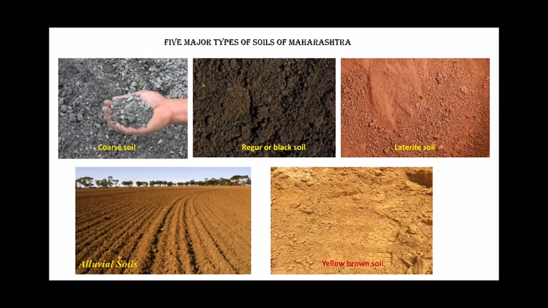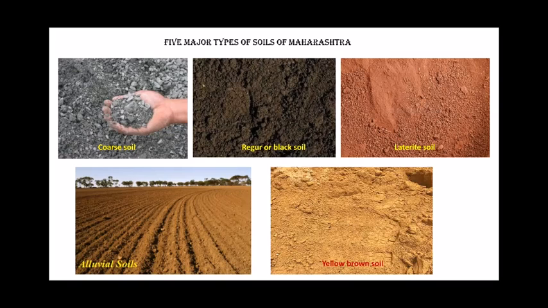Next, we will see the 5 major types of soils which are found in Maharashtra. The first one is the coarse soil. This type of soil is a result of weathering. Weathering means breaking of the rocks into powder, and low rainfall. Because weathering is happening and there is low rainfall, this type of soil is found in Maharashtra.